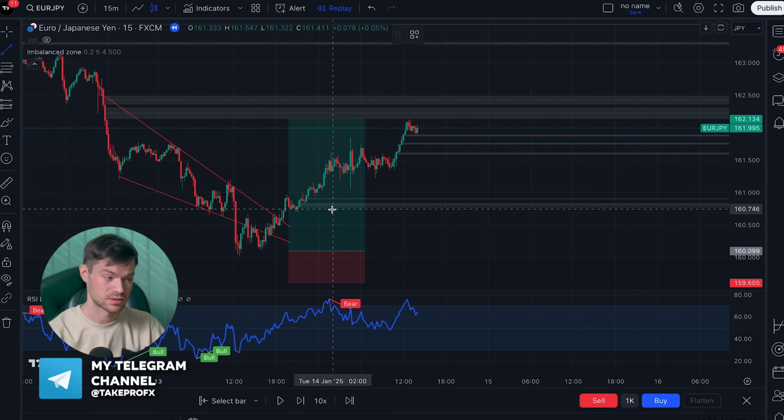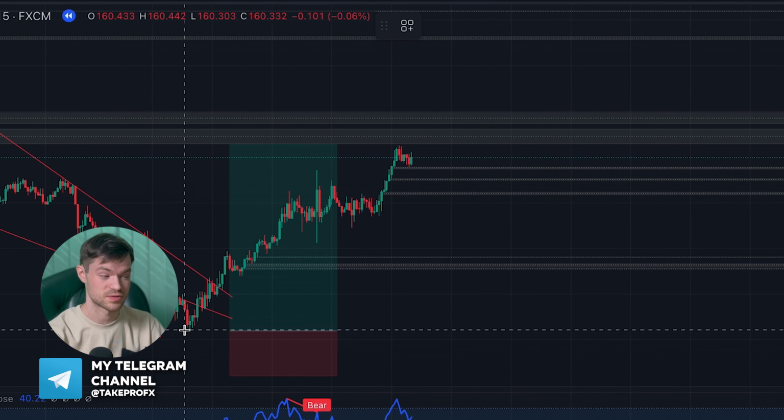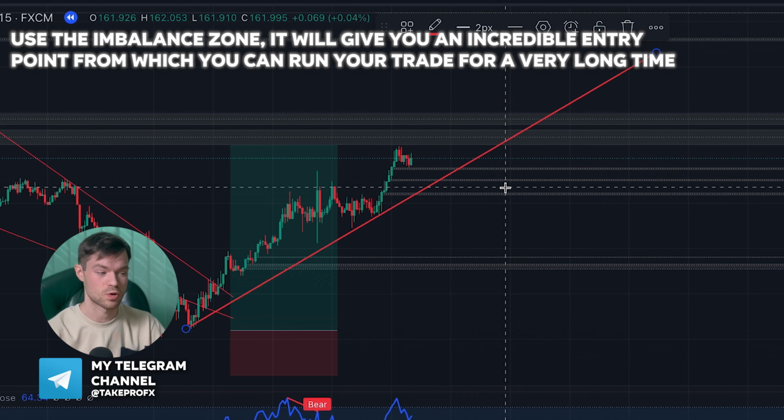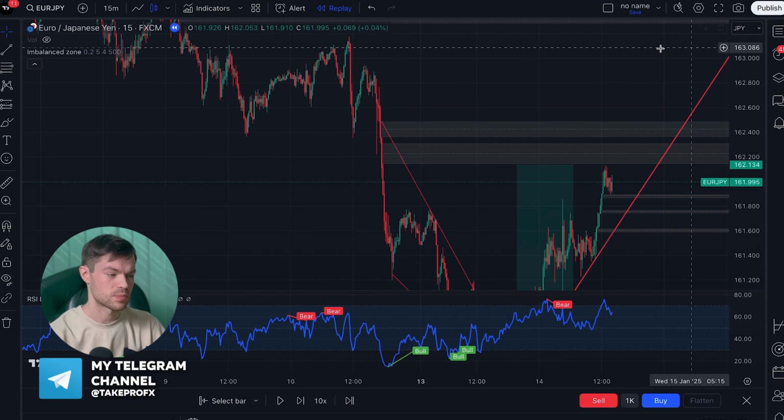Keep that in mind. Like I said, this tool, if it works, will give you an incredible entry point from which you can pull your trade for a very long time if you know how to work the position. So what do we see here? In general, I see a pro trade here.